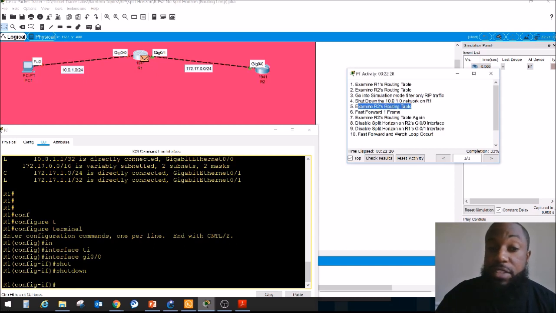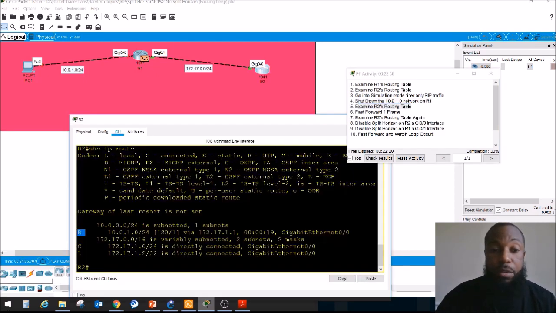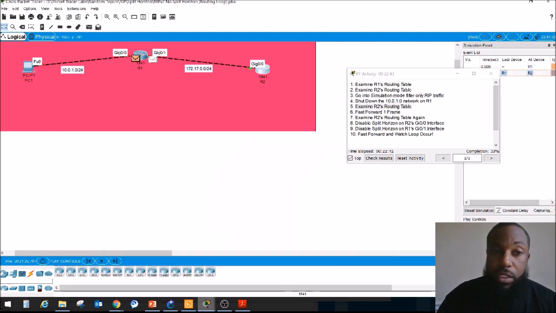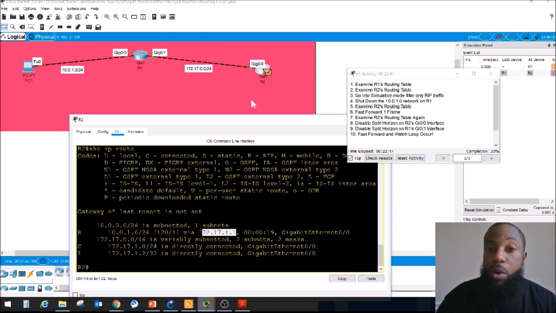Examine router 2's routing table. So before we do that, let's examine his routing table. We already did that, so we know that to get to the 10 network, we got to go to 172.17.1.1, which is that interface right there, right? Fast forward one frame. So we got a message coming to us, obviously. Let's see what we got.